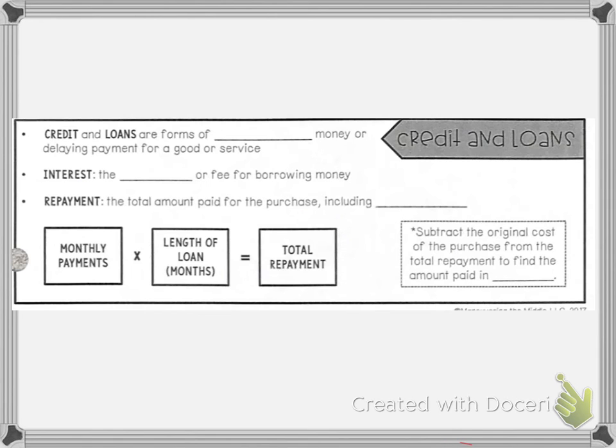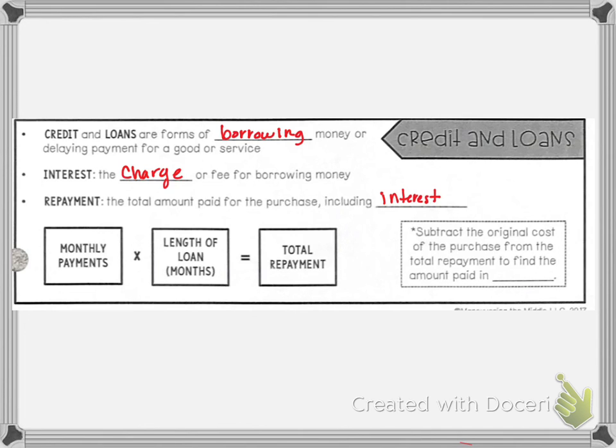Okay. Let's look at credit and loans. So credit and loans are a form of borrowing money or delaying a payment for a good or service, like a loan on a car or something. The interest is the charge or fee for borrowing money, and we already know that. Or it can also be, if you're investing money, the money that you're gaining. And repayment is going to be the total amount paid for the purchase, including interest.